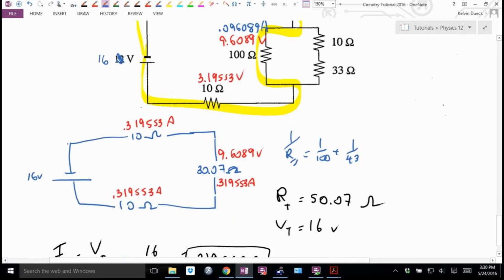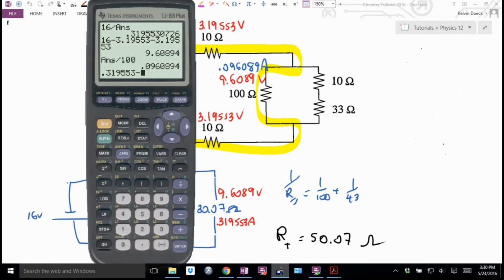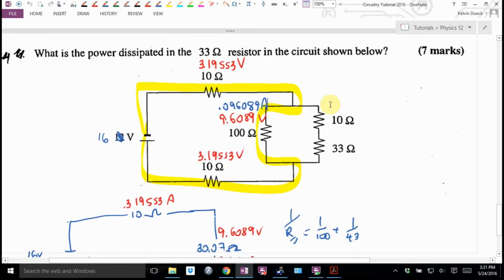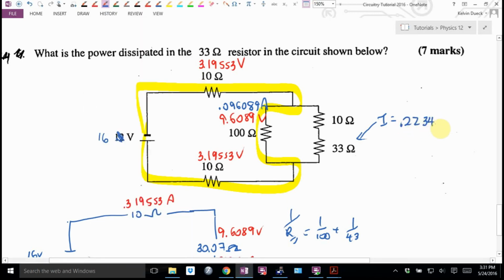So it's going to be, let's see if I can get this. 0.319553 take away 0.09089. How many amps are going up the right-hand side? 0.223. Hey, we're done. What does this question want me to find? What's the power in here? How many amps are in here? 0.223464. How many ohms are in there? Meant to be really obvious.